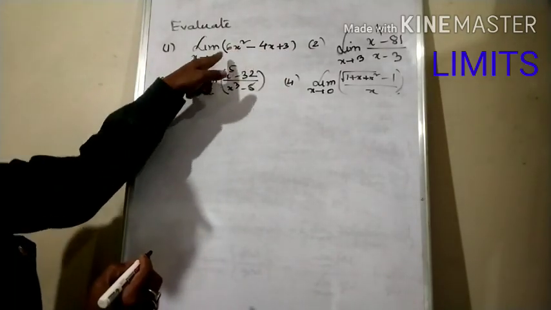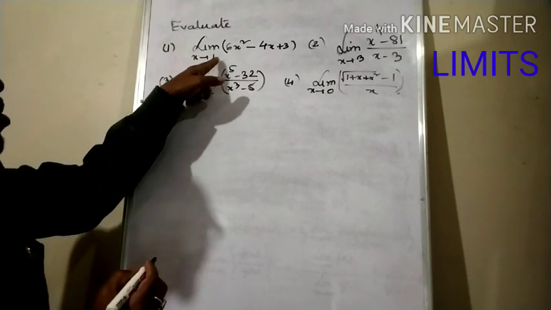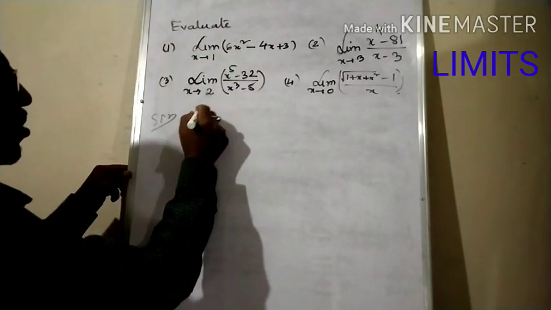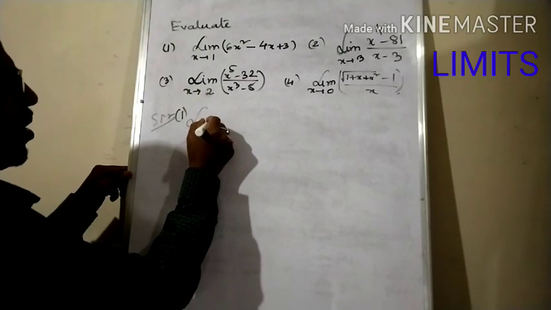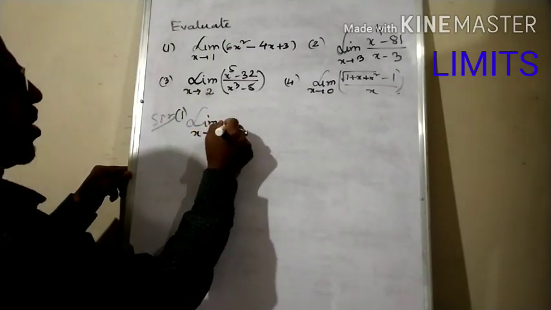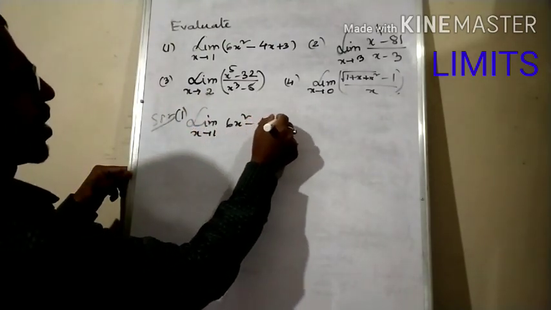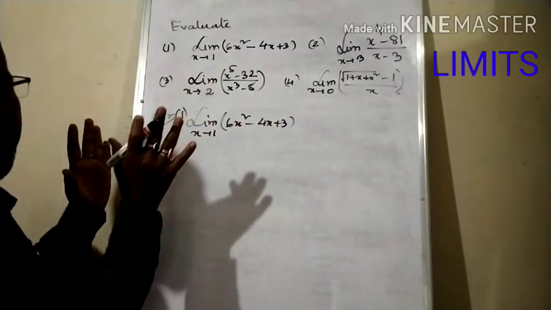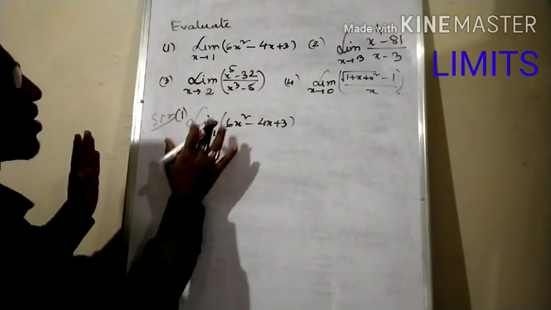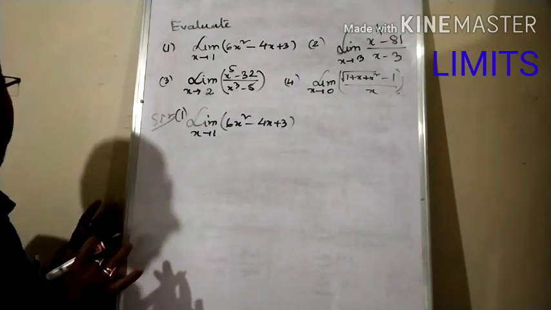So that function is a definite value. We can easily put the value of x directly here. So what will be here? That is number 1: limit x tends to 1, 6x square minus 4x plus 3. If the function is defined, we can put the value of x directly.